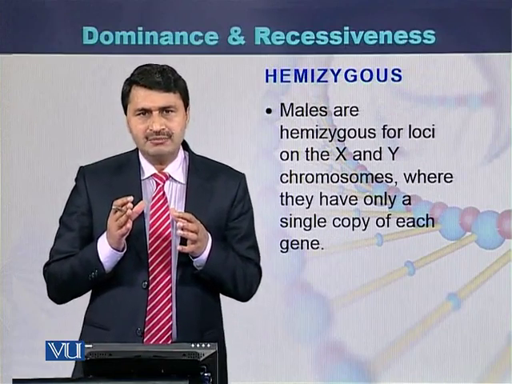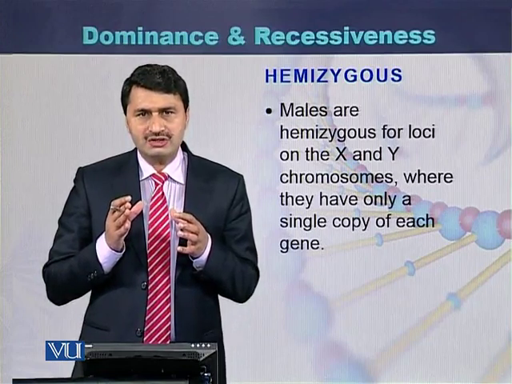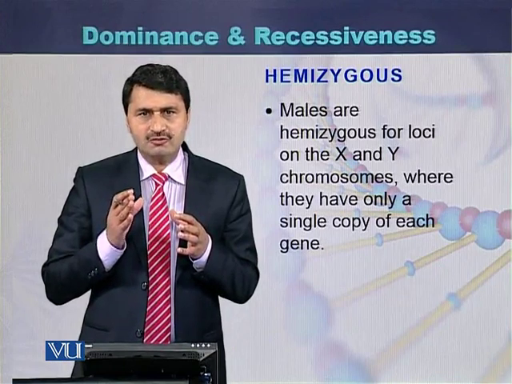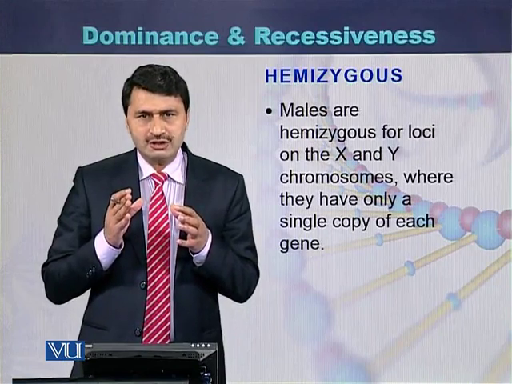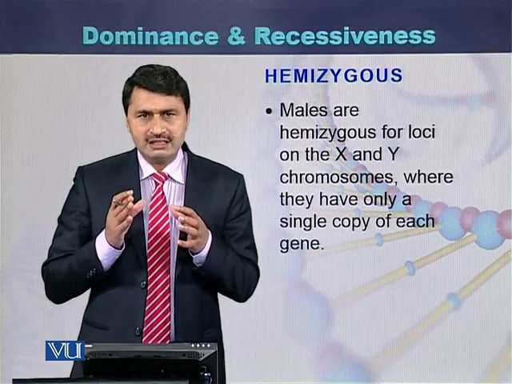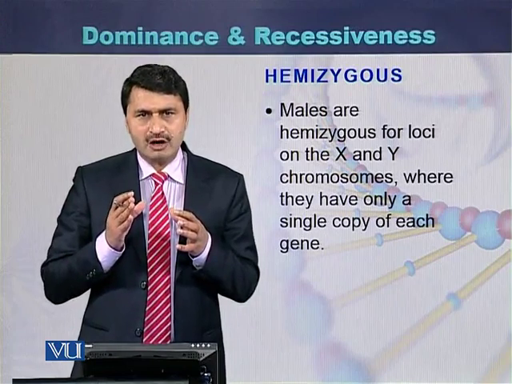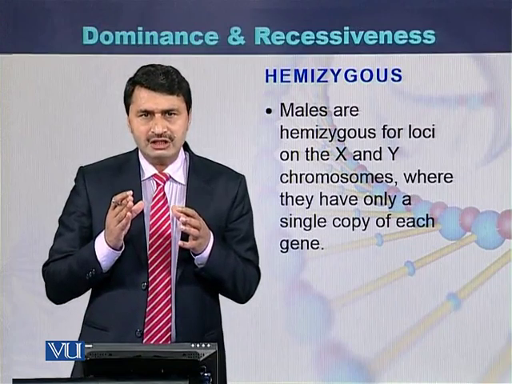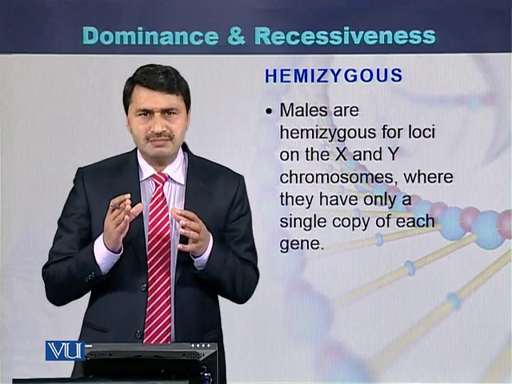Hemizygous is a condition that is usually seen in males. In males, there are two chromosomes, one is the X chromosome and the second is the Y chromosome. So those genes or those phenotypes which are due to the genes present on either of the sex chromosomes, because there is a single allele present either on the X chromosome or on the Y chromosome in males, this phenomenon is called the hemizygous condition, which is usually seen in males.